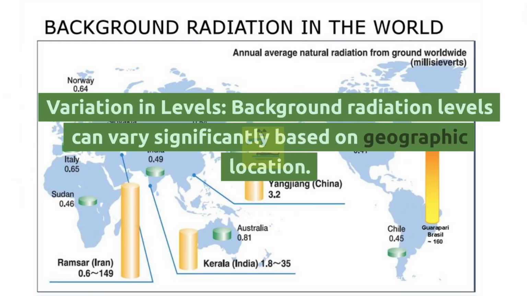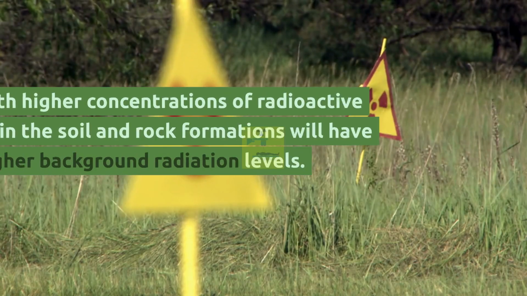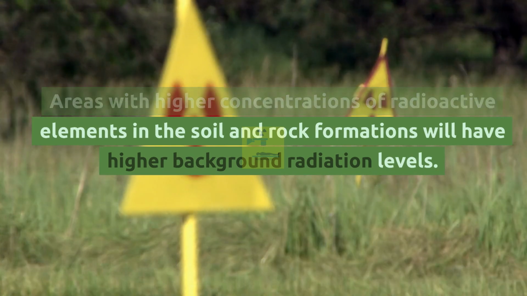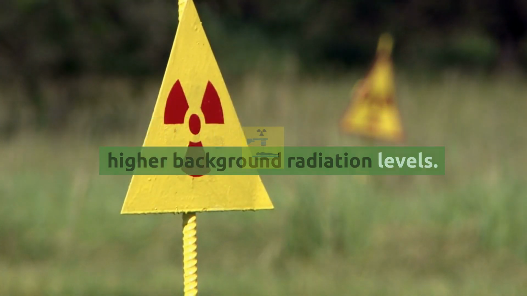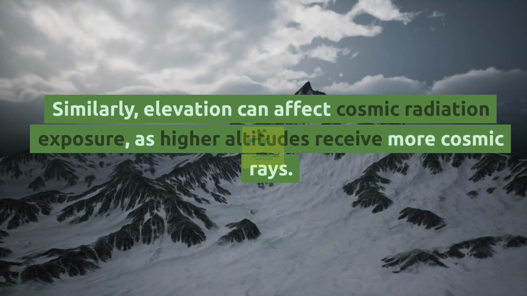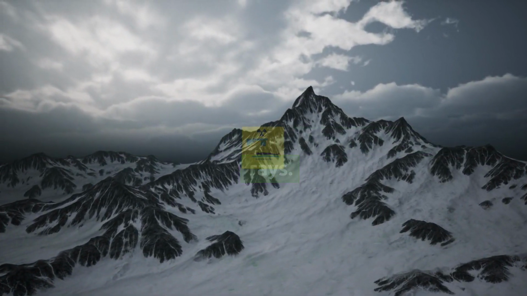Variation in levels. Background radiation levels can vary significantly based on geographic location. Areas with higher concentrations of radioactive elements in the soil and rock formations will have higher background radiation levels. Similarly, elevation can affect cosmic radiation exposure, as higher altitudes receive more cosmic rays.